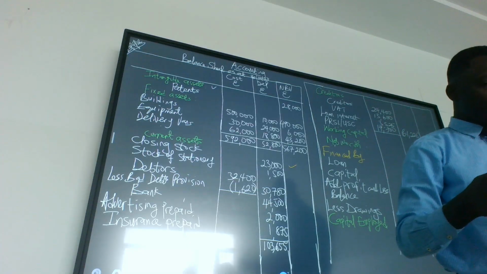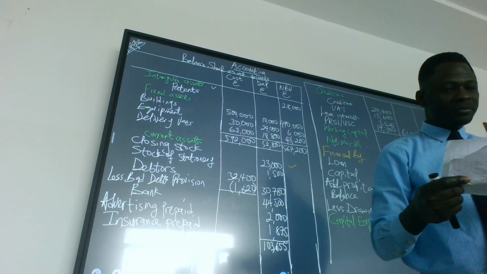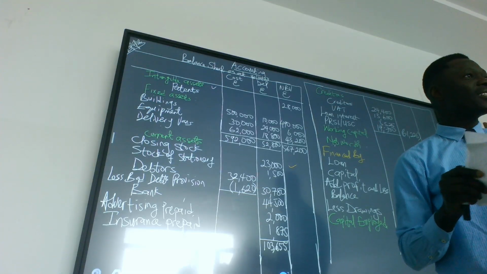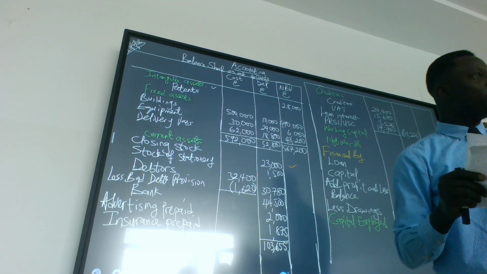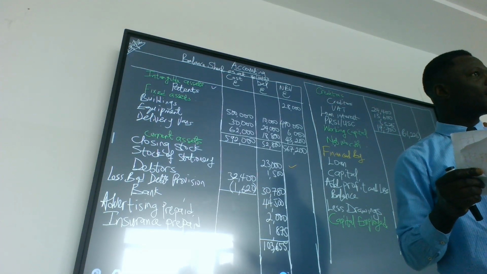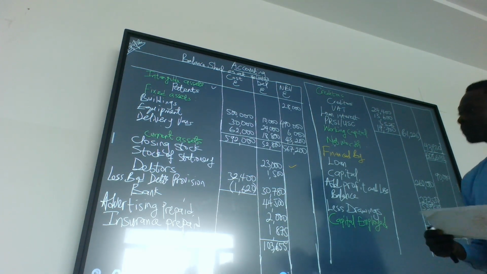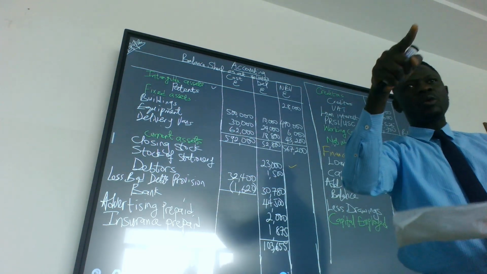Go back to your delivery van. Look at your delivery van. There's accumulated depreciation of 14,000 before now. Have you forgotten that? Accumulated before on delivery van, 14,000. You have to take that away. Do you get it now? Okay. So here you're back to your question.